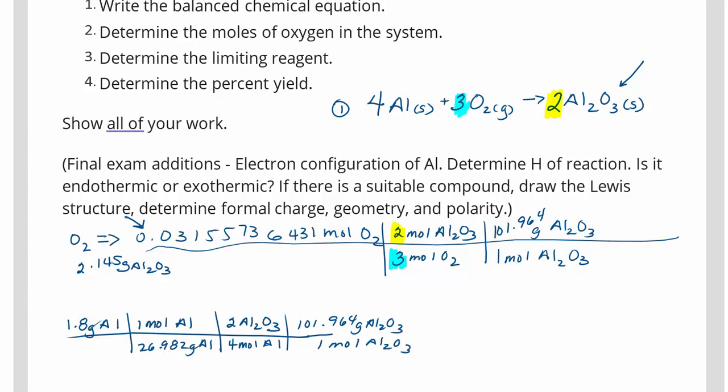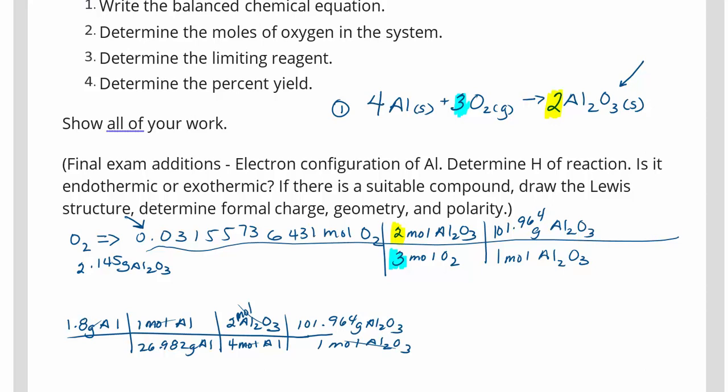So the grams of aluminum cancel, the moles of aluminum cancel. Oh, I didn't put moles here. Moles of aluminum oxide, I am left with grams of aluminum oxide. So to perform this calculation, take 1.8, multiply it by 2, and then by 101.964. You will divide that by the product of 26.982 and 4.